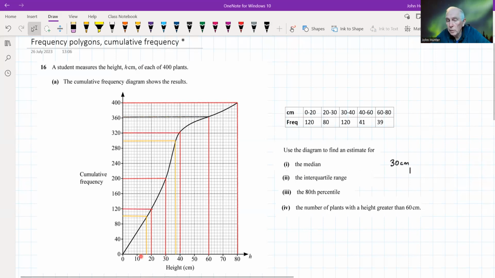Now, I think we've got to bear in mind that this is an estimate, and the reason is we don't actually know what our numbers are anymore. We've kind of thrown away the original set of numbers. We don't know where they are. They're in the bin maybe, or they're in a drawer somewhere. So we don't actually know how each of these 120 are spread amongst here and so on. So what we're coming up with here are estimates. So that would be about 30 centimeters.